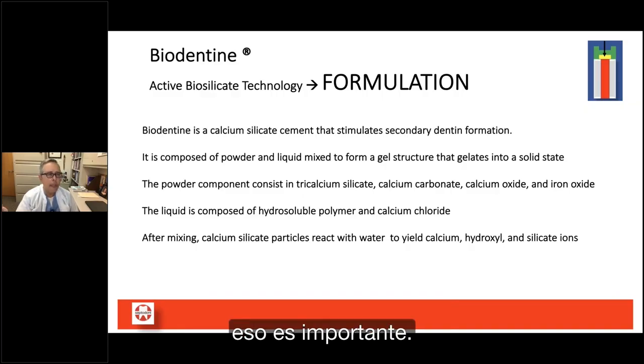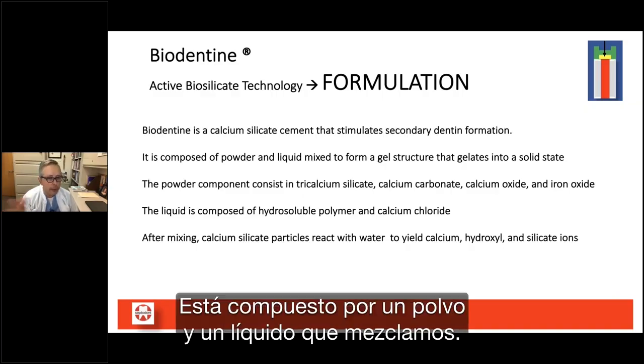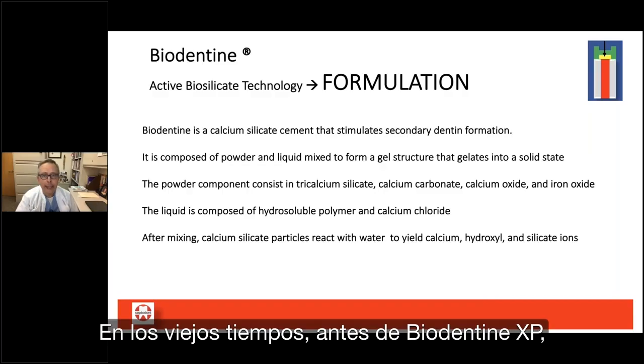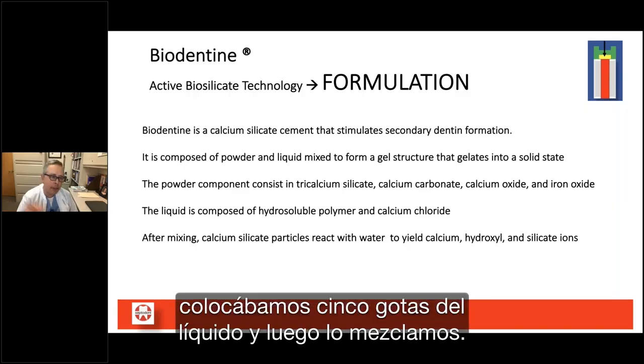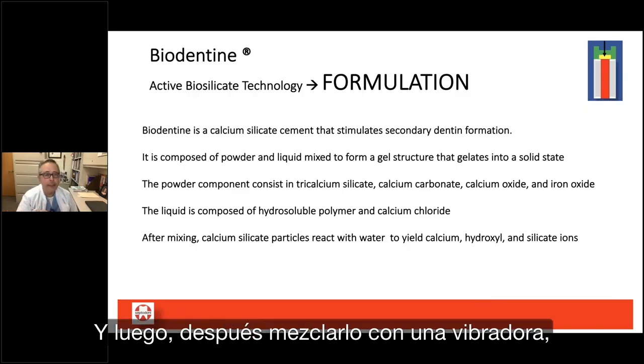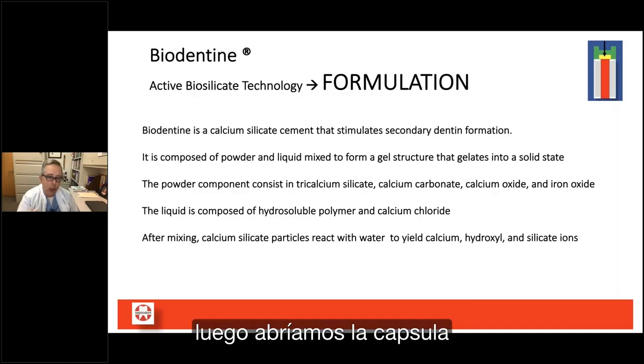That's important. It is composed of a powder and a liquid that we mix. In the old days, before Biodentine XP, the powder used to come in a capsule, and the liquid used to come in a little bottle. I have a couple of pictures later on. We used to open the capsule, place 5 drops of the liquid, and mix it using a triturator, like an amalgamator. Then we open the capsule, collect the material from there, and pass that to the tooth.